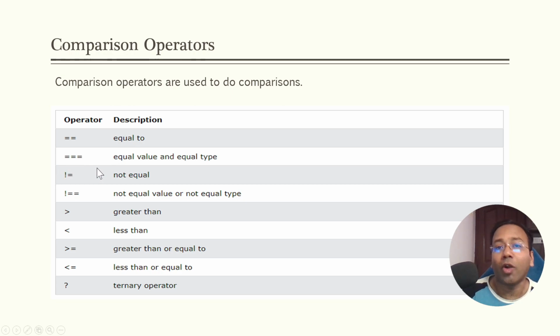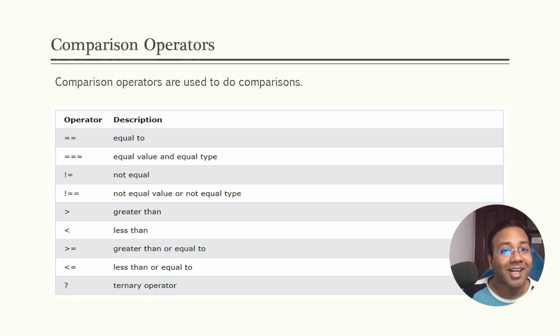So I will show a small demo regarding that one, no need to worry. Then not equal to will be checking whether a specific left hand value will be not equal to the right hand. In that case, it will be showing true. And not double equal to, again it will be including type checking. And then greater than, less than, greater than equal to, less than equal to and ternary operator.